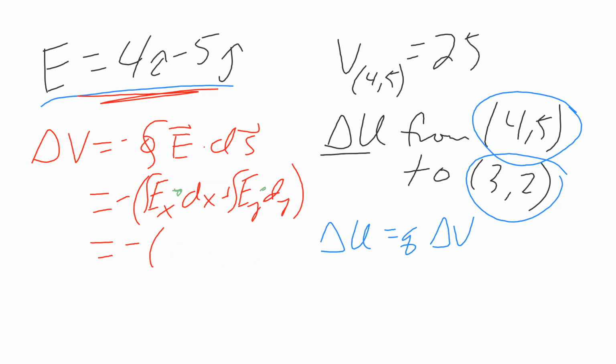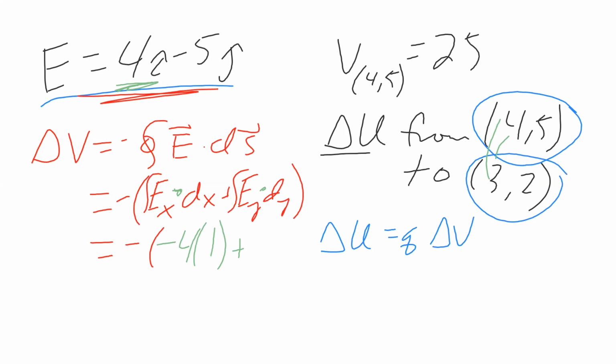And we need to make sure that we take note if our electric field is pointing in the same direction that we're moving or the opposite direction. So for our x component, the field points in the positive x direction. I'm moving from 4 to 3, so I'm moving in the negative x direction. So I have a positive component for the electric field and a negative component for my motion, and so that's going to give me a negative dot product because those are in the opposite directions, and it's negative 4 times 1 because I'm moving just 1 unit in the x direction.